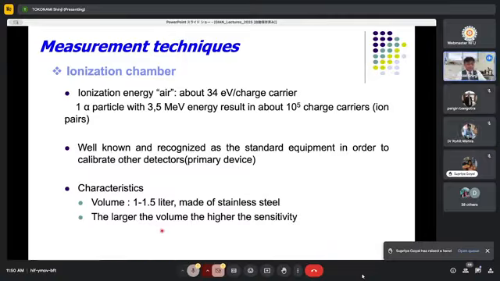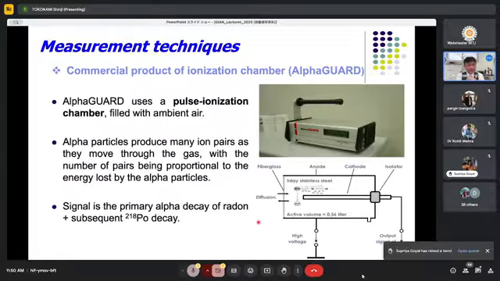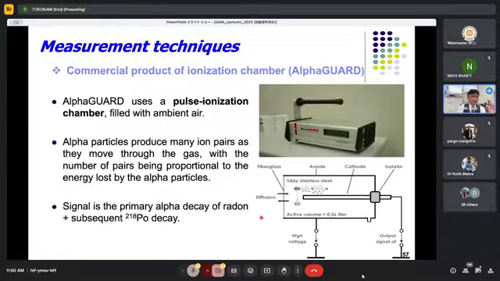Okay, thanks. The inner volume is generally 1 to 1.5 liter, made of stainless steel. The larger the volume, the higher the sensitivity. If you choose a larger volume, you can get high sensitivity. So here is a commercial product of ionization chamber, namely AlphaGUARD. AlphaGUARD uses a pulse ionization chamber filled with ambient air.